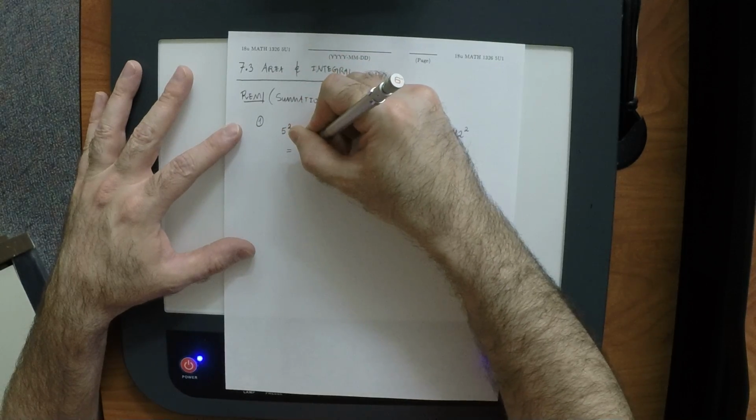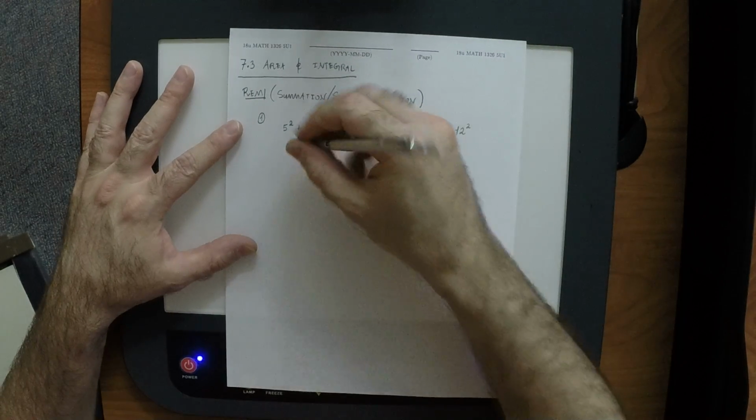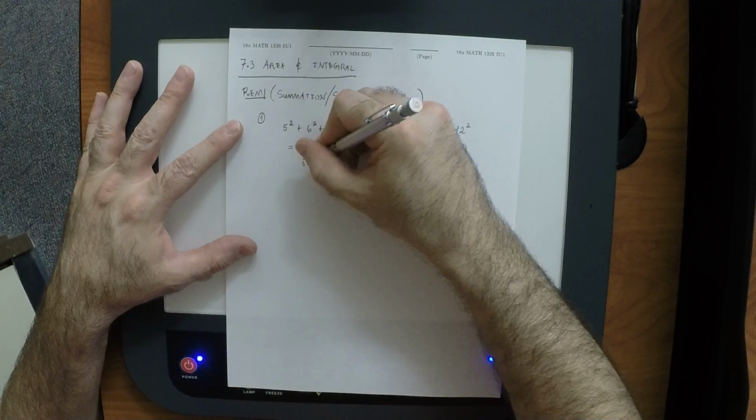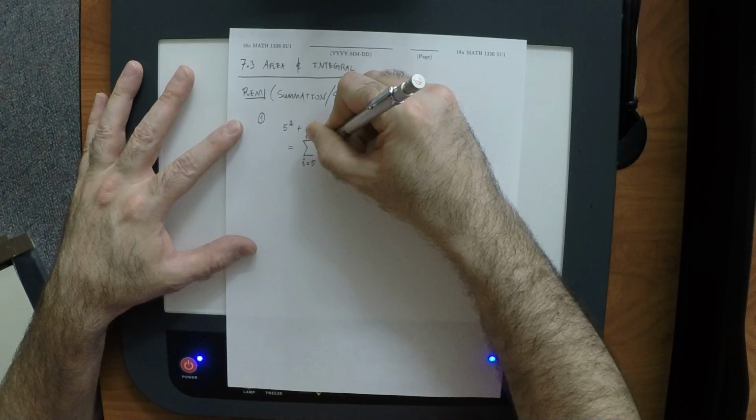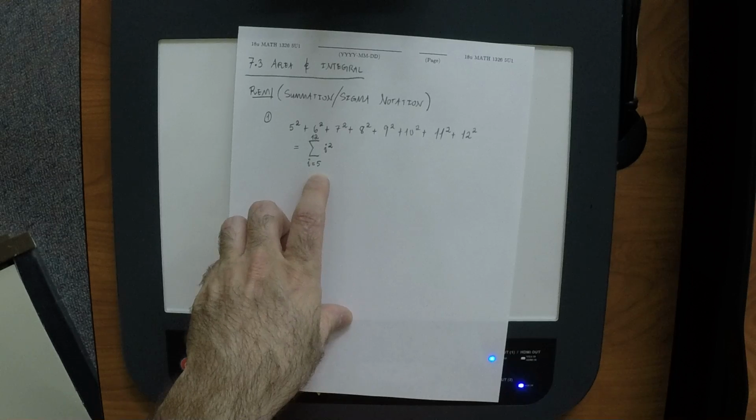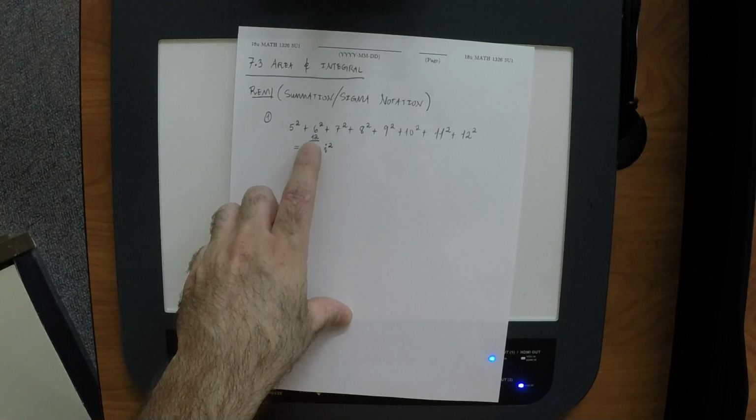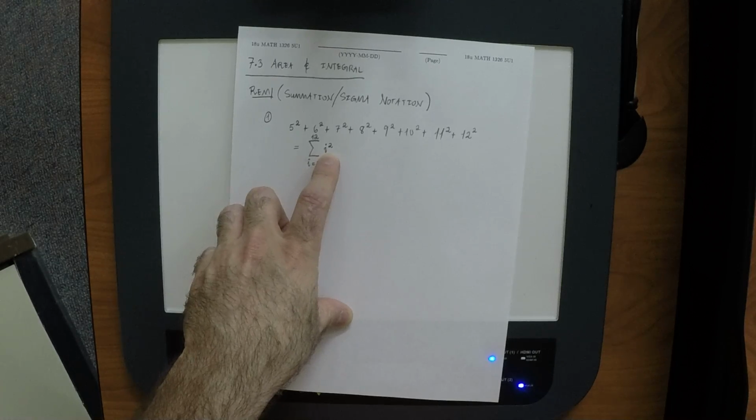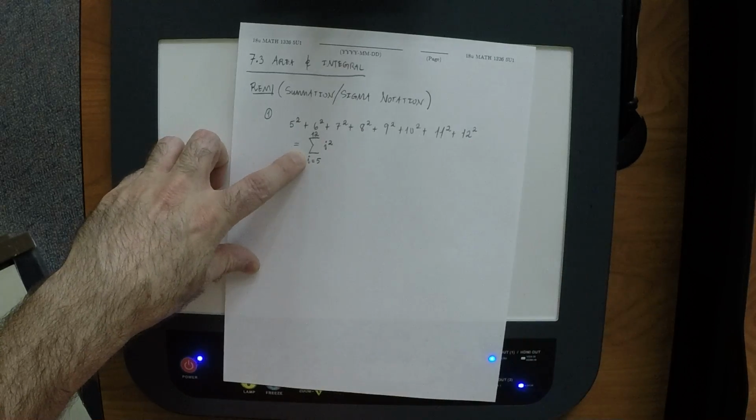You write this symbol, which is Greek letter capital sigma. Then you use an index, so I'll use i for index, for i equals 5 to 12. And then i squared. So what that's saying is that i is going to range over the values 5, 6, 7, 8, 9, 10, 11, 12. That's what 5 to 12 means. You're going to take that i, and you're going to square it, and you're going to sum all those up. So what I'm saying is that this and this are identical in meaning.